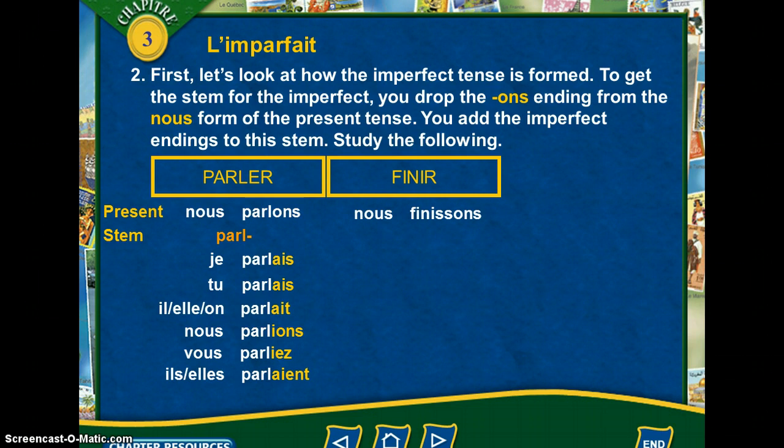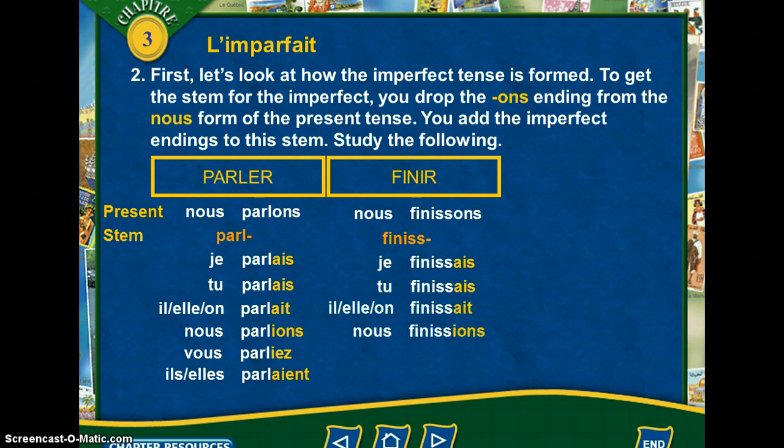We're going to do the same thing for an IR verb. We take the nous form, finissons. We drop the ons, and then we add our new endings. Je finissais, tu finissais, il finissait, nous finissions, vous finissiez, il finissait.